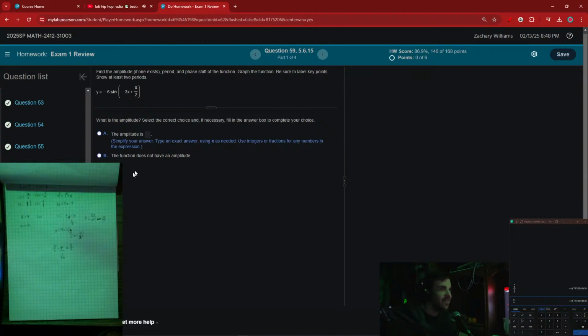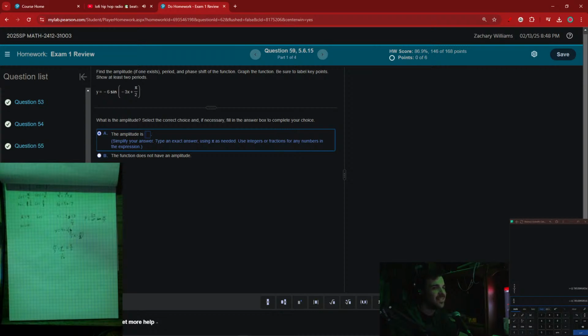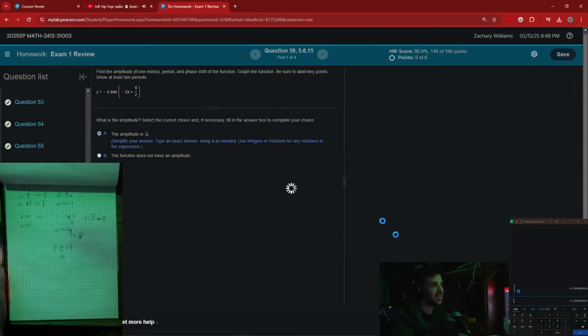Alright, question 59. Find the amplitude. Dude, I feel like the difficulty is sort of petering out a little bit. Maybe it's just because this is the stuff we did most recently, so it's still top of mind. I expected the asymptote part of secant and cosecant to be more stressful. Amplitude 6, absolute value of the coefficient of sine.